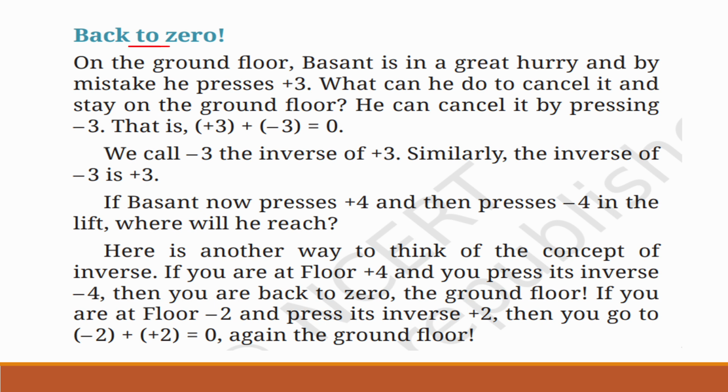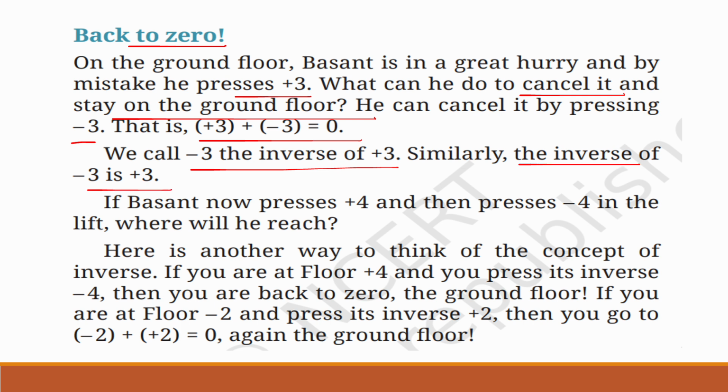Back to 0. On the ground floor, Basant is in a great hurry and by mistake he presses plus 3. What can he do to cancel it and stay on the ground floor? He can cancel it by pressing minus 3. That is plus 3 plus minus 3 is equal to 0. We call minus 3 the inverse of plus 3. Similarly, the inverse of minus 3 is plus 3.